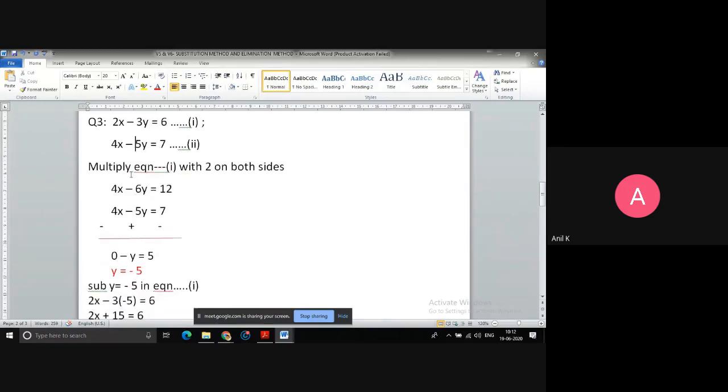Okay. So here I want to eliminate x. Here 4 is there. To make it 4, multiply this with 2. When I multiply equation 1 with 2, each and every term is multiplied: 2x will multiply with 2, 3y will multiply with 2, and 6 also will multiply with 2.